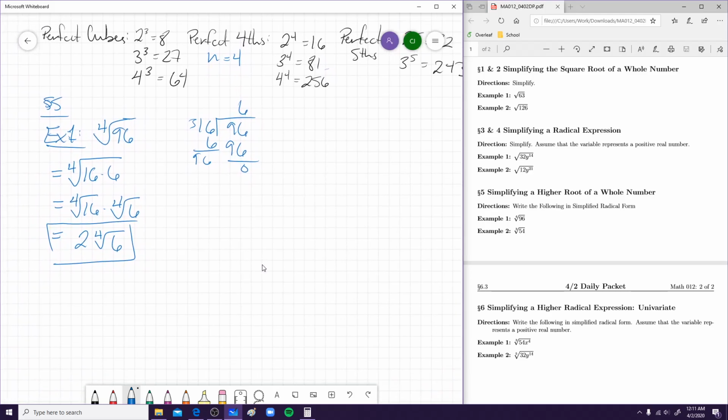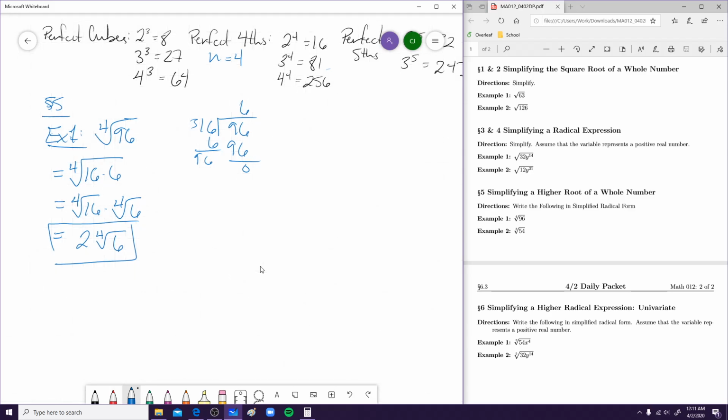Now for example 2. In example 2, we want to write the cube root of 54 in simplified radical form. So in this case, n is 3. So we want to look for the perfect cube. Quick note, over here this is n equals 4. So for the perfect cube, I want to find the biggest perfect cube that goes into 54 nicely.